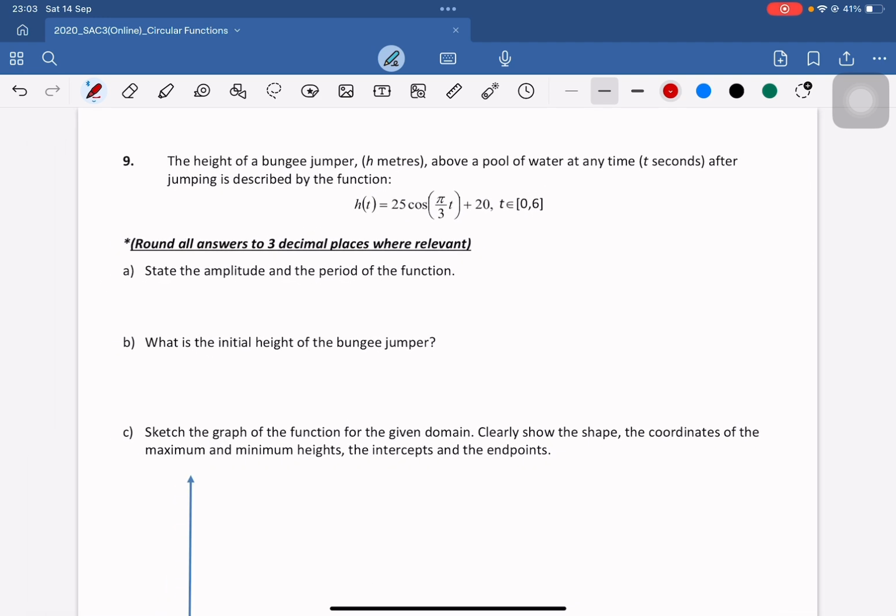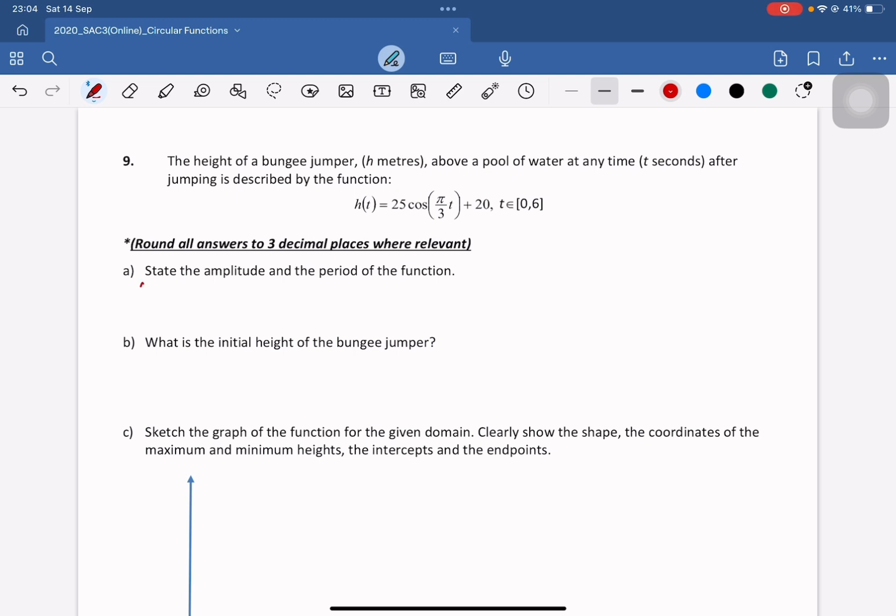The height of a bungee jumper h meters above a pool of water at any time t seconds after jumping is described by the function. Okay, so this is our function here. State the amplitude and the period of the function. So the amplitude and period, this is going to be an amplitude, and the period is just going to be 2 pi. We're going to use that formula.